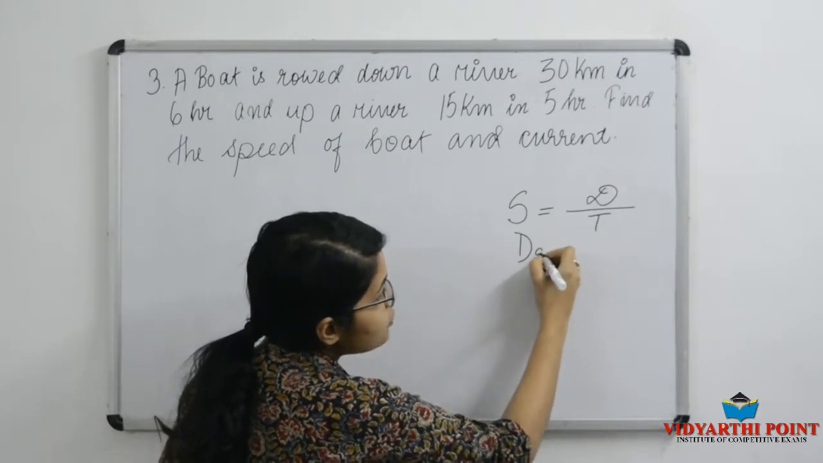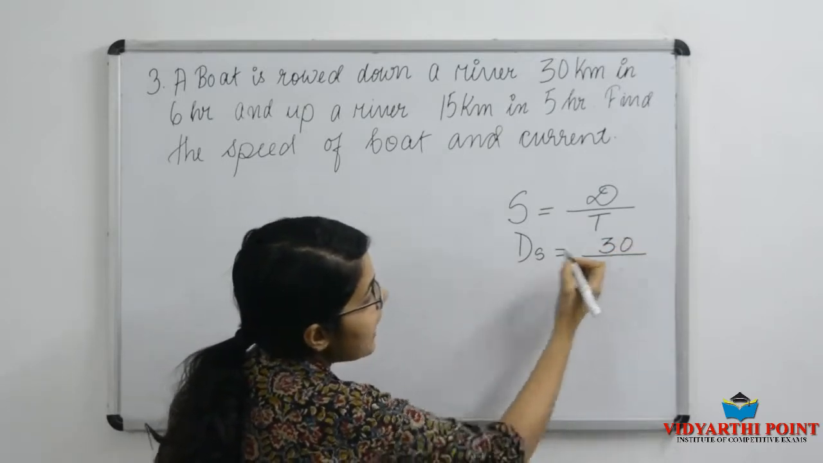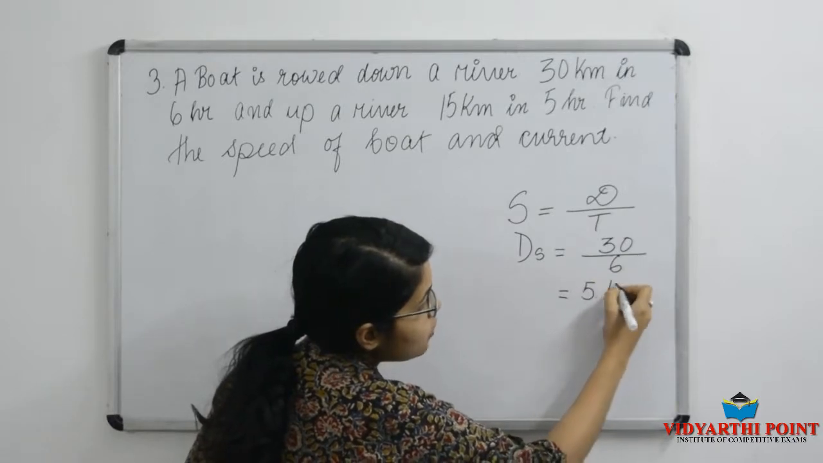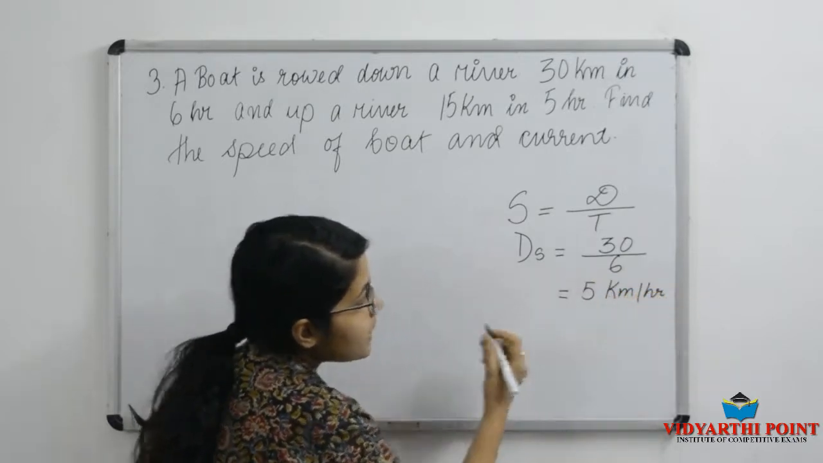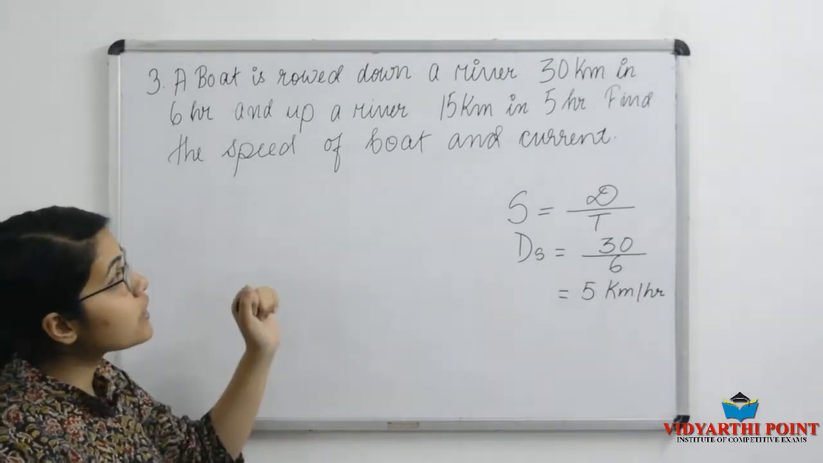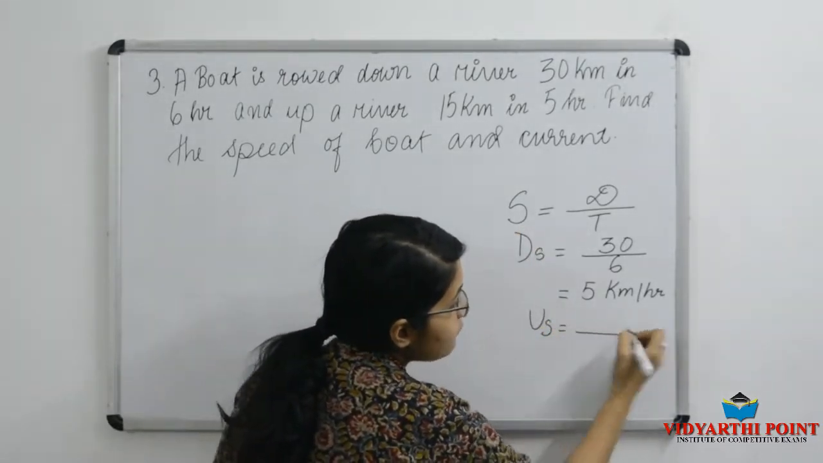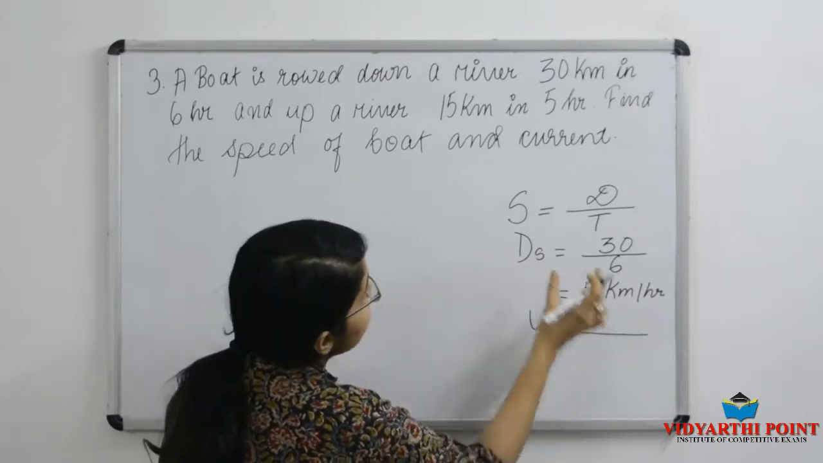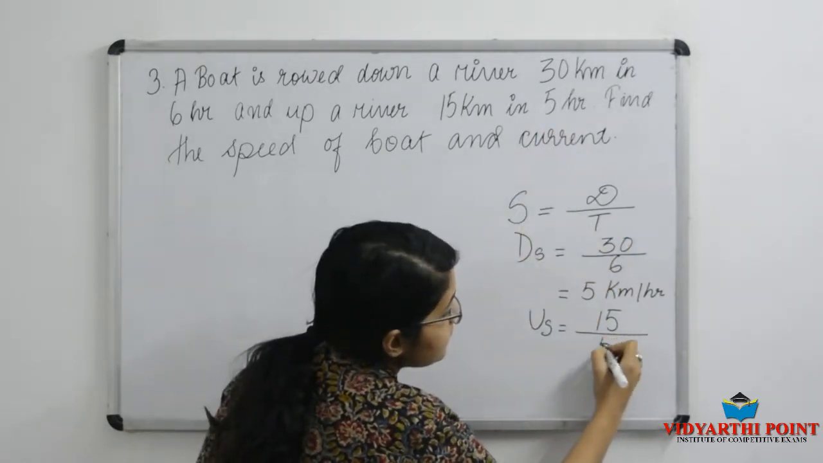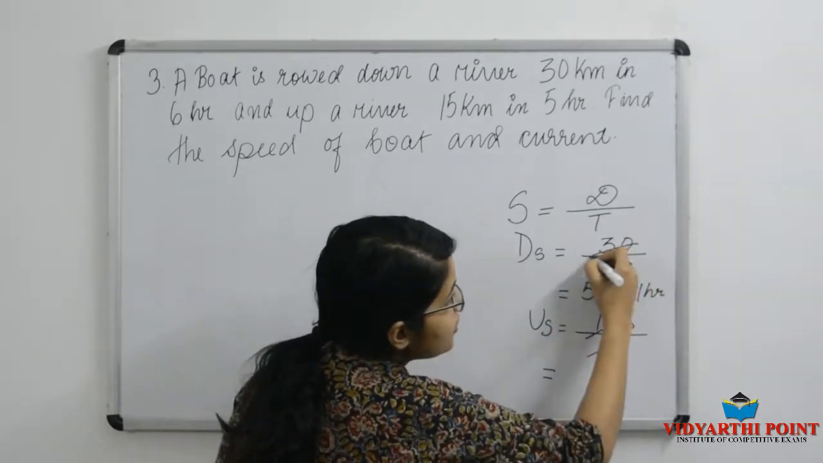So, downstream speed will be distance, which is 30 km, and time, which is 6 hours. 6 fives are 30. So, 5 km per hour is the downstream speed here. Now, and up a river 15 km in 5 hours. Using this formula, upstream speed we can find here. Distance is 15 km. We have to write 15. Time is 5 hours. Here we have to write 5. So, 5 threes are 15. Like 6 fives are 30.